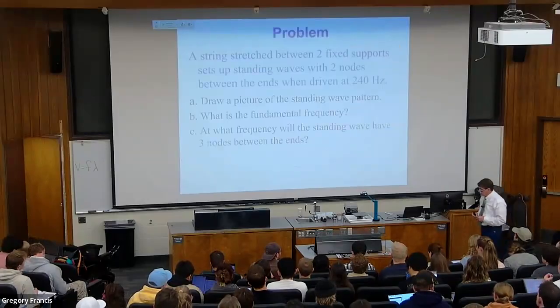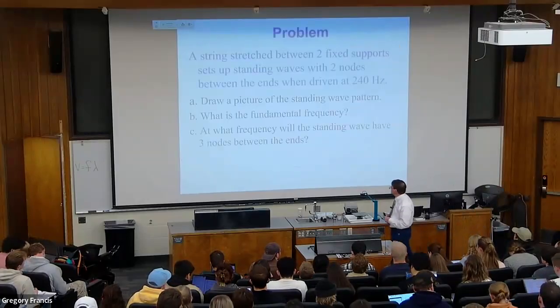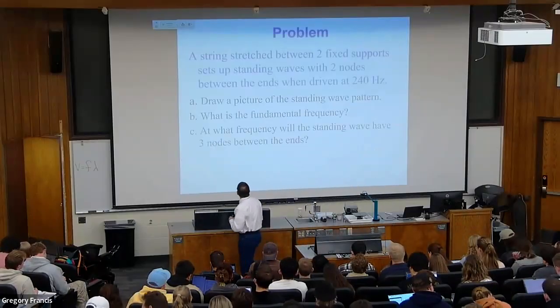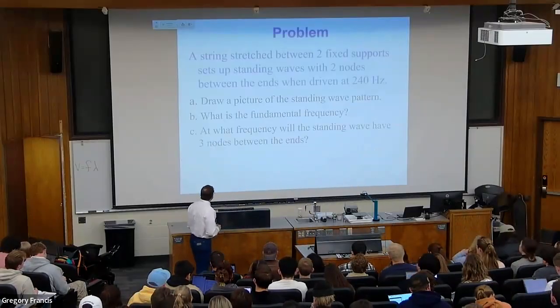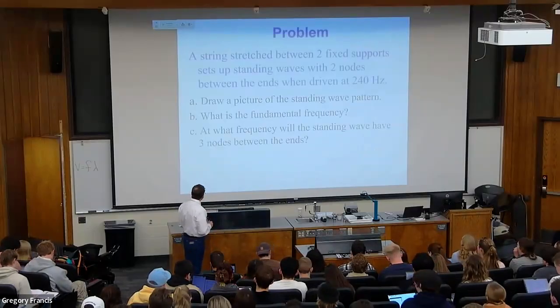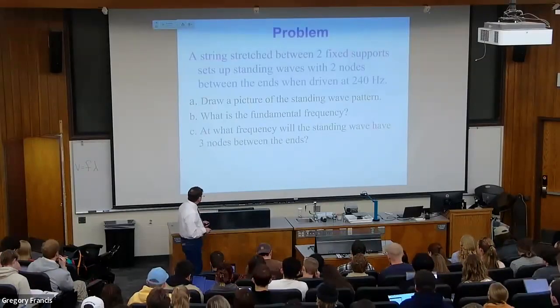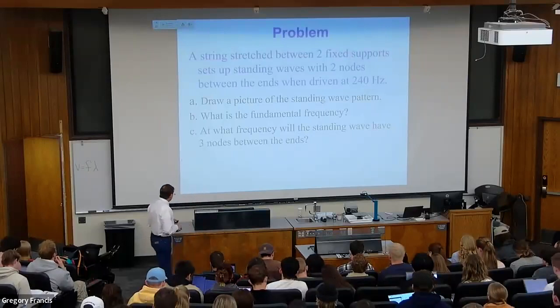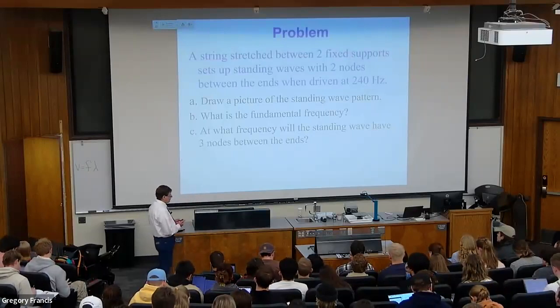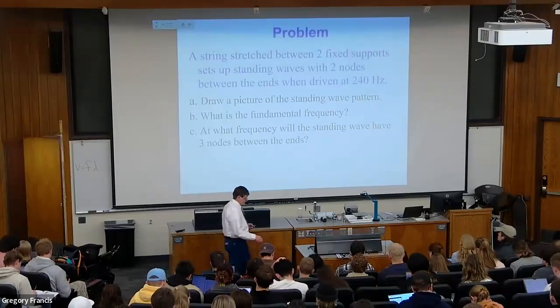So let's look at a sample problem, a pretty easy one. A string is stretched between 2 fixed supports, and we set up a standing wave with 2 nodes between the ends when we drive it at 240 hertz. Let's draw a picture of the standing wave pattern. What's the fundamental frequency? At what frequency will the standing wave have 3 nodes between the ends?